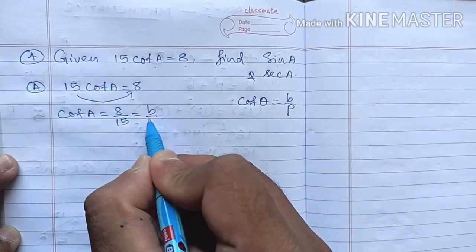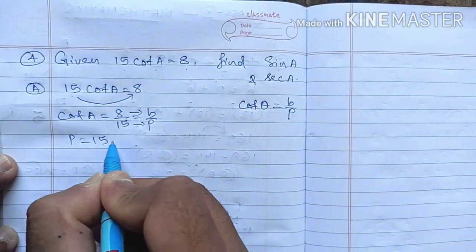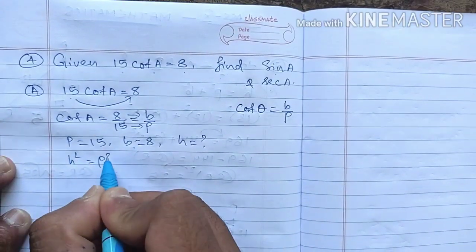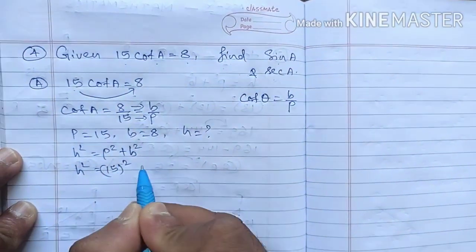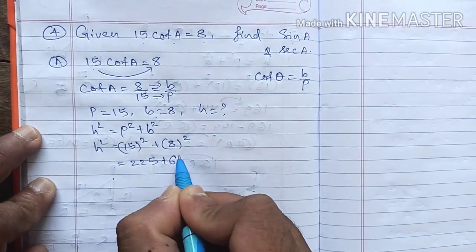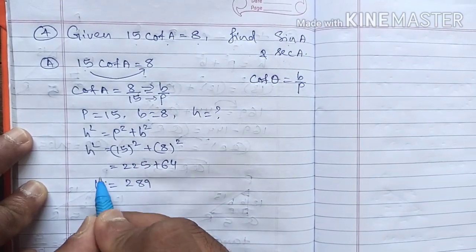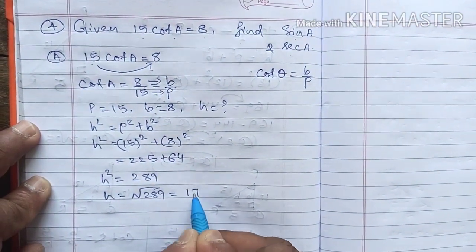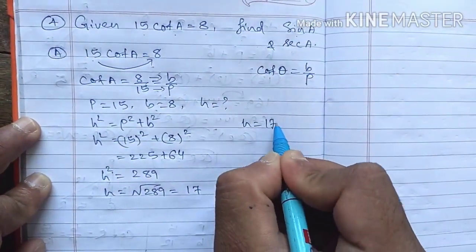Now according to the formula, B by P: 8 is B, 15 is P. Which variable do we have to find out? H. Use Pythagoras theorem. H square equals 15 square plus 8 square. 15 square is 225 plus 64, 289. H square equals 289. H equals root over 289, which is 17. So we got H equals 17.